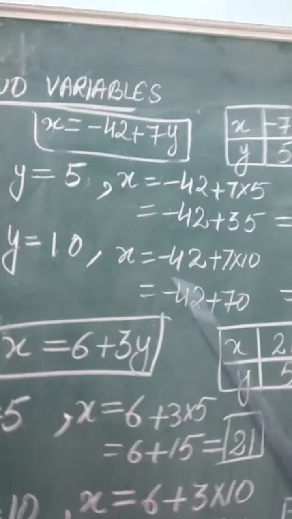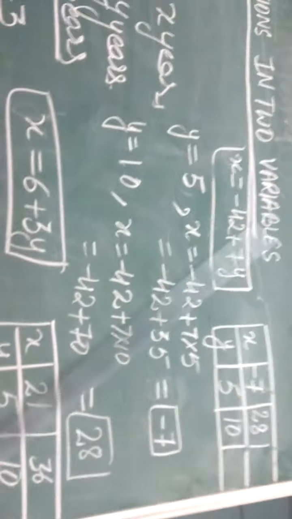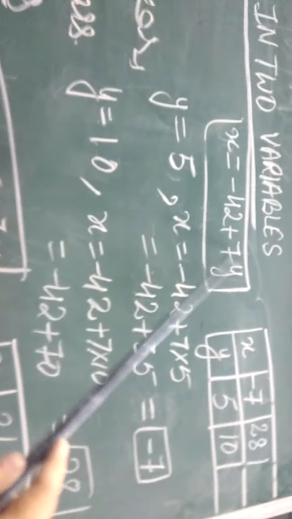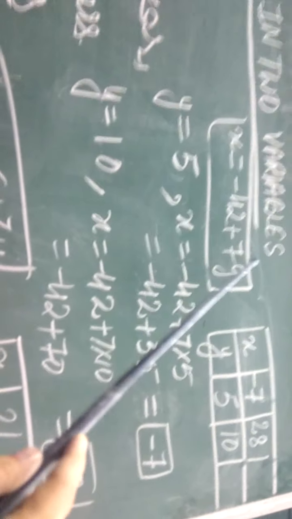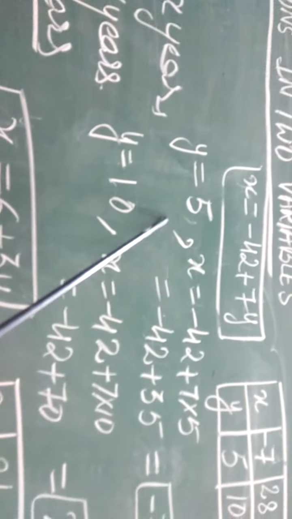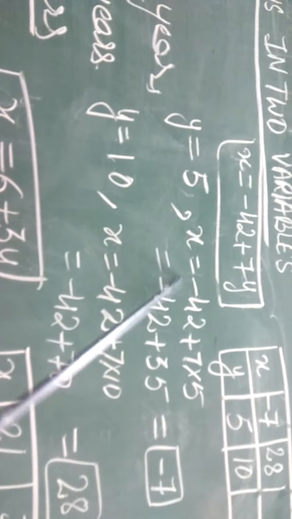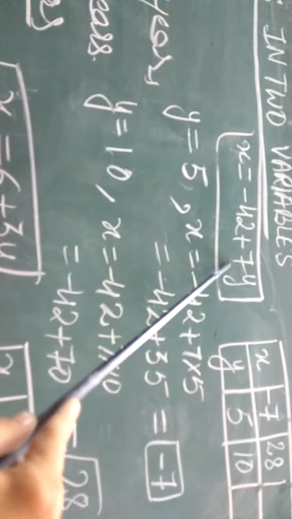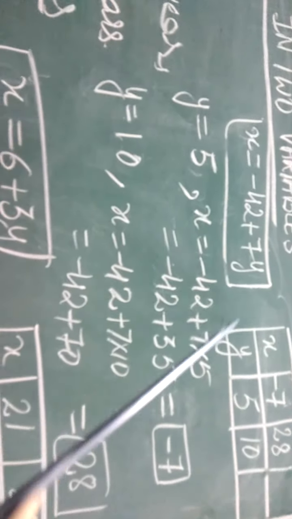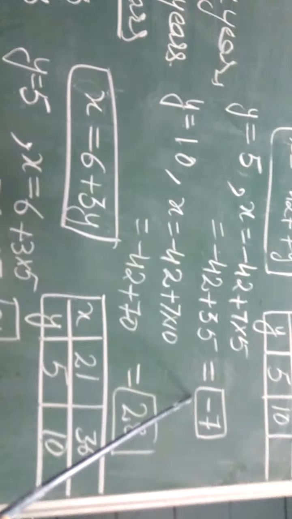So dear students, now we will get minimum 2 solutions to make a line. Now as y is in the combination form, we will start assuming the value of y. The first value of y we are taking is 5. When we put it in this equation, x is equal to minus 42 plus 7 multiplied by 5. Then by solving it, we'll get minus 7.